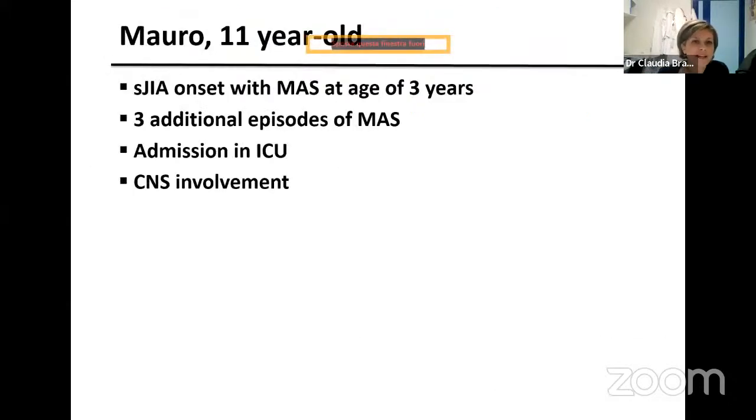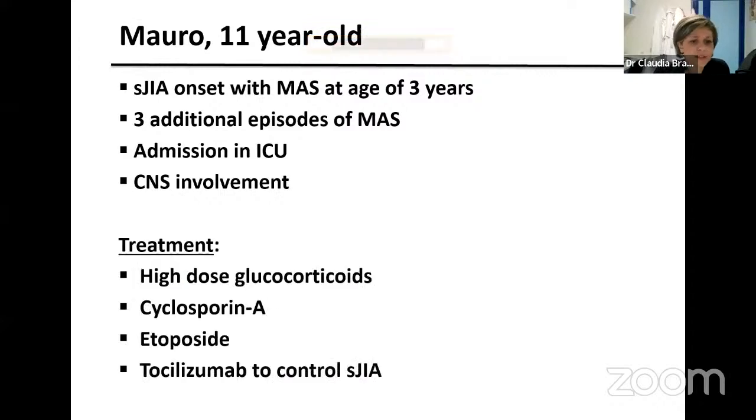So Mauro is another patient followed at our center that we know from when he was very young, and when he was 3 years old, he presented with systemic JIA onset with first episode of MAS. During this clinical history, he presented 3 additional episodes of MAS. The last of these episodes required an admission in ICU. He had CNS involvement. So he was treated with high-dose glucocorticoids, cyclosporine A, and etoposide, and he also required tocilizumab to control the systemic JIA.